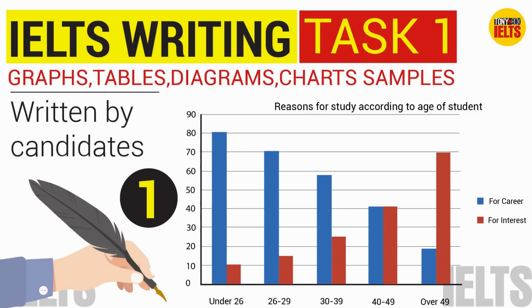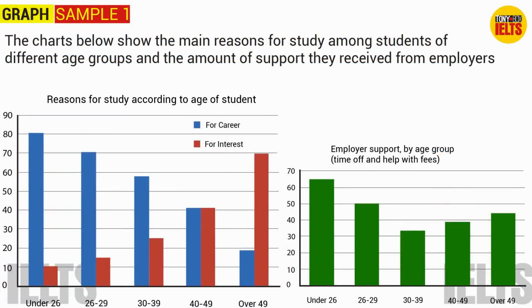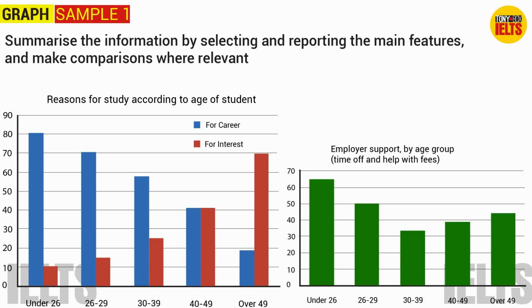IELTS Writing Task 1 Samples. The charts below show the main reason for study among students of different age groups and the amount of support they received from employers. Summarize the information by selecting and reporting the main features and make comparisons where relevant.